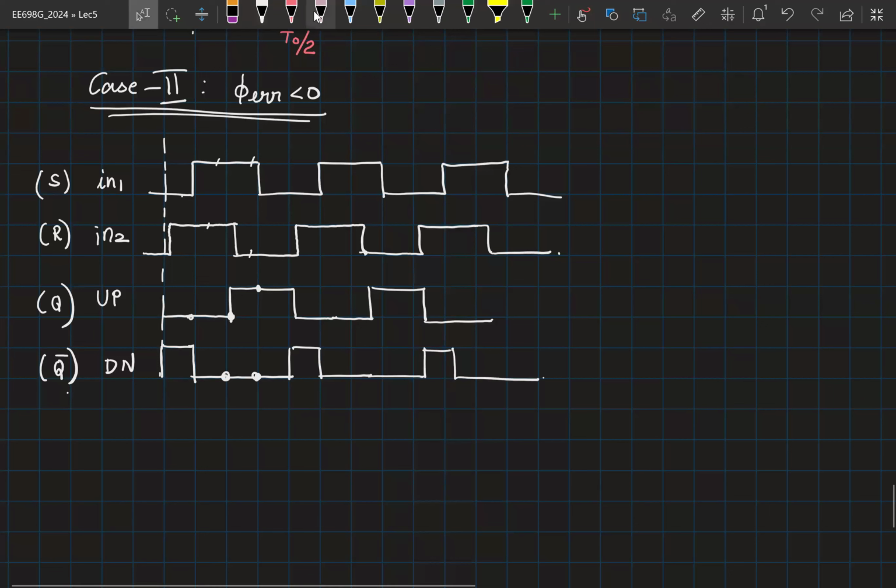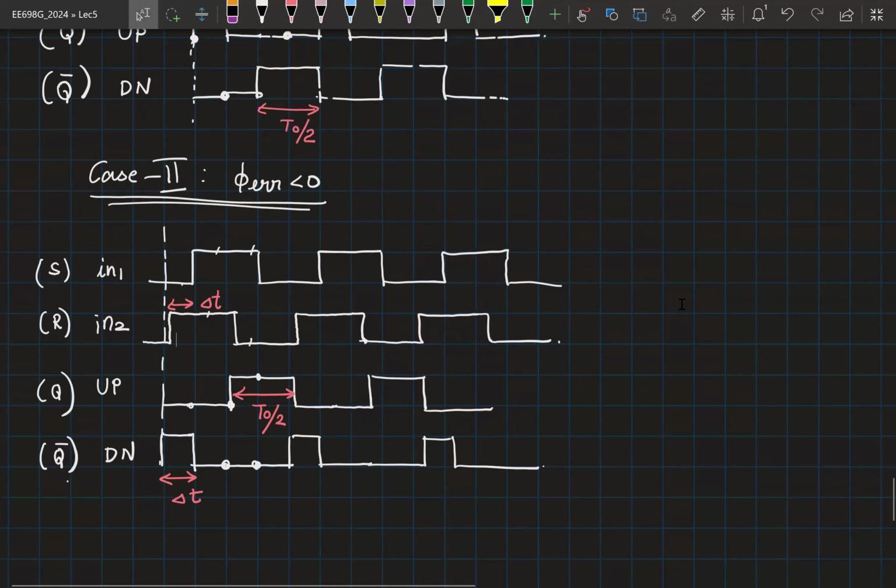So now the information delta t is present in the second signal, whereas the up signal has a constant width of T0 by 2, where this was my delta t. So what do we do now? Addition. Why addition? Addition is constant for both the cases. What two signals are we adding? Up and down. Okay, we add up and down, then the average will be like delta t plus T naught by 2 always.